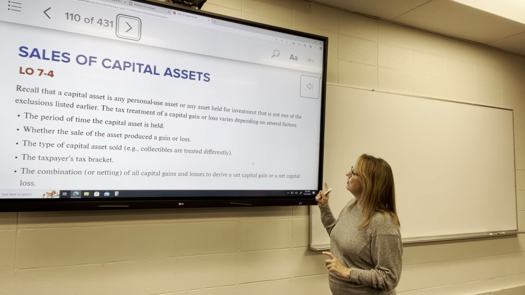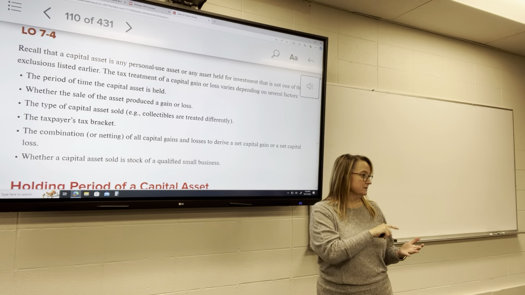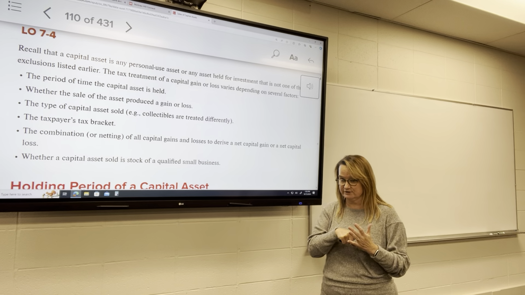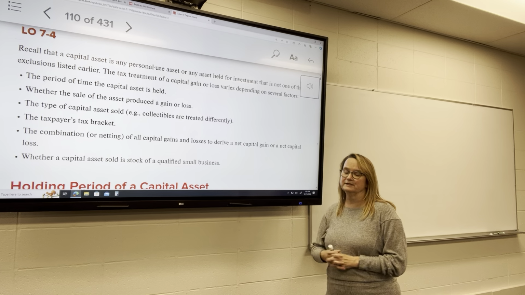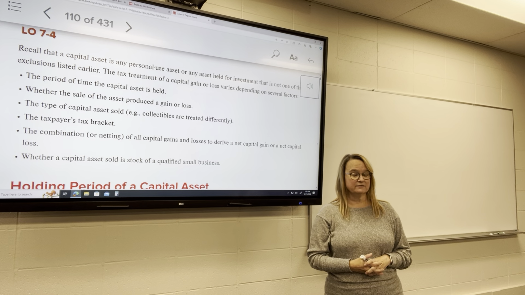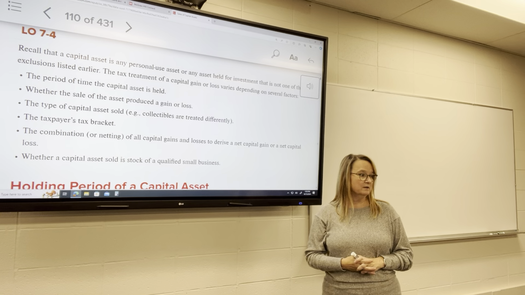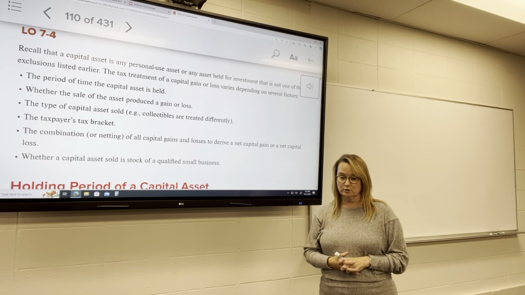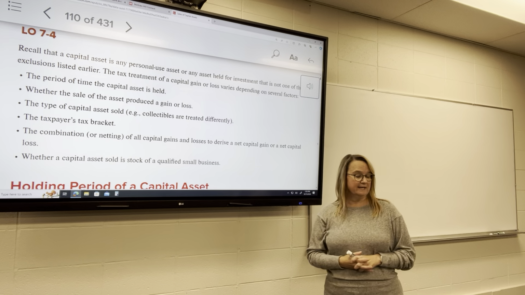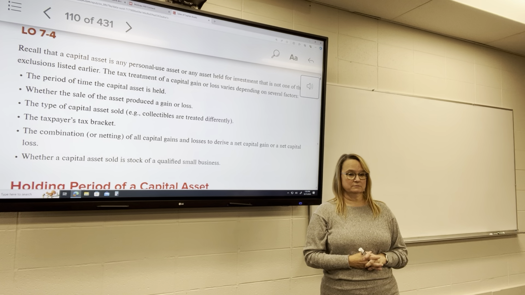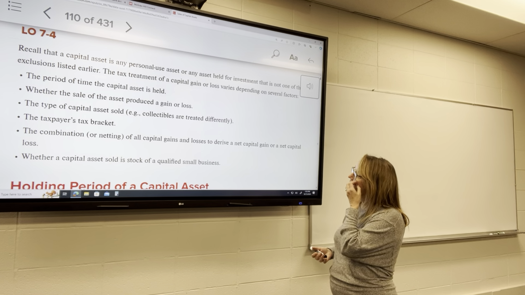How the disposition is treated for tax purposes is going to vary based on several factors. We need to know how long the capital asset was held. Again, that 1 year is important. That's a cutoff point. Less than 1 year, more than 1 year. Short term, long term. Was there a gain or loss when we sold it? That's going to determine how we treat it as well.